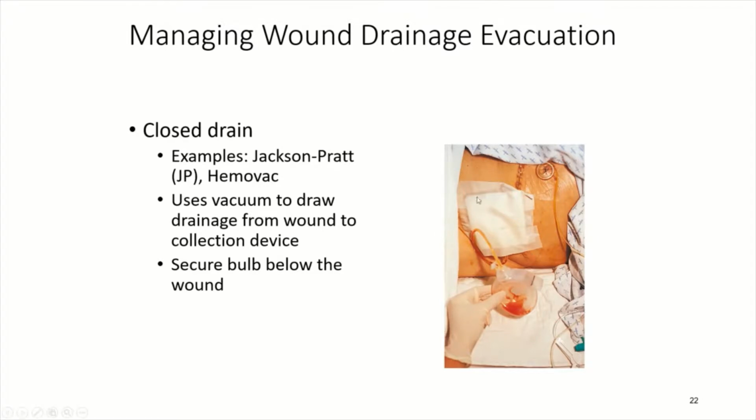The only thing is, you would change the dressing and drain the tube. So closed drain, you just vacuum to draw drainage from the wound to the collection device. Also we want to secure it below the wound, and this is also to help promote that drainage. And we want to be careful with these tubes and with this drainage bulb that we don't lay our patient on top of those, because we don't want to create any pressure injuries.